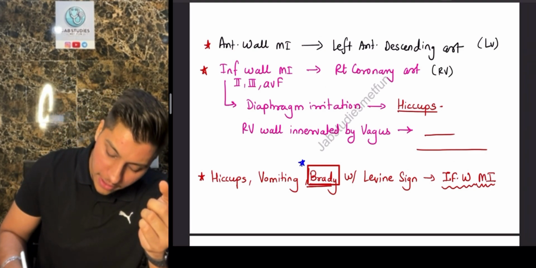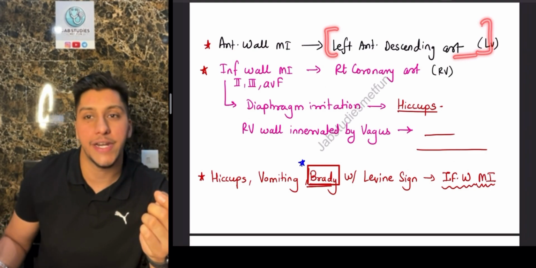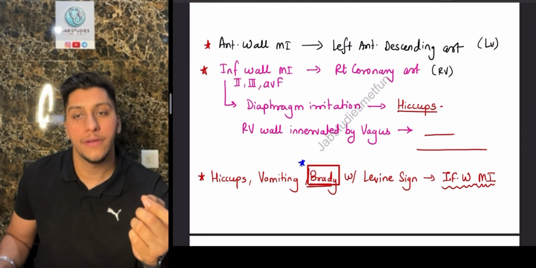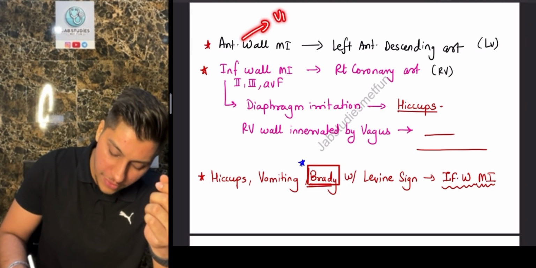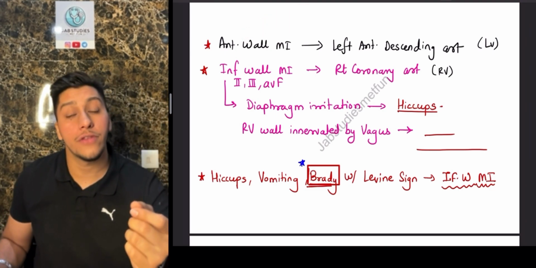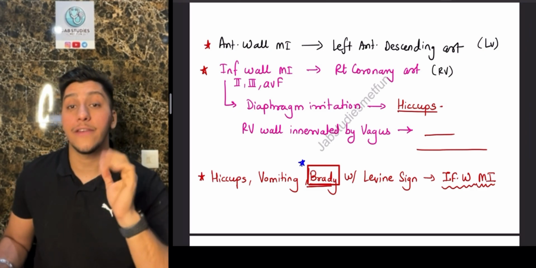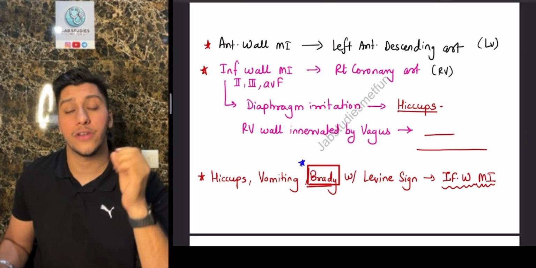If you like, we'll just summarize everything. Anterior wall MI, the artery involved is the left anterior descending artery. Inferior wall MI, the artery involved is the right coronary artery. Leads involved in anterior wall MI are V1 to V4, while in inferior wall MI, leads 2, 3 and aVF. Remember, all of these are very important because they are going to ask, these are all PYQs, okay?